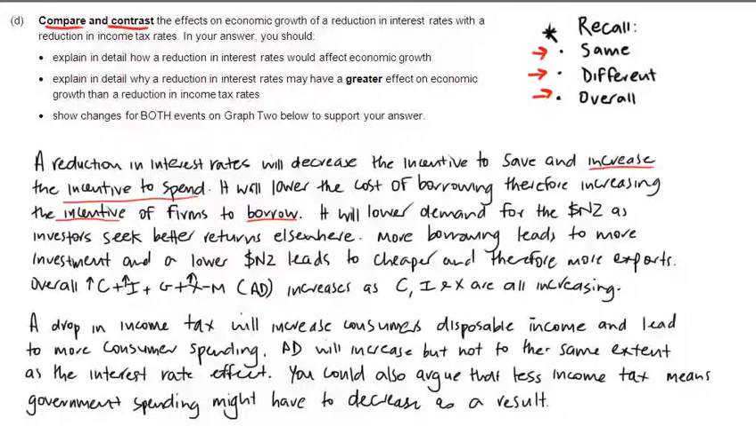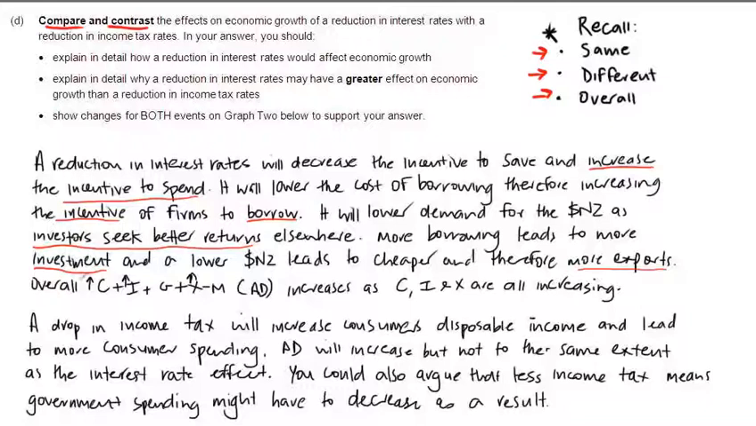It will lower demand for the New Zealand dollar as investors seek better returns elsewhere. That means overseas investors, when they notice that the interest rates in New Zealand go down, then they look elsewhere. They look to other countries. They look to Australia or America or other countries around the world to invest their money that may offer some better returns. So overall then, more borrowing from firms leads to more investment, okay, and a lower New Zealand dollar leads to cheaper and therefore more exports.